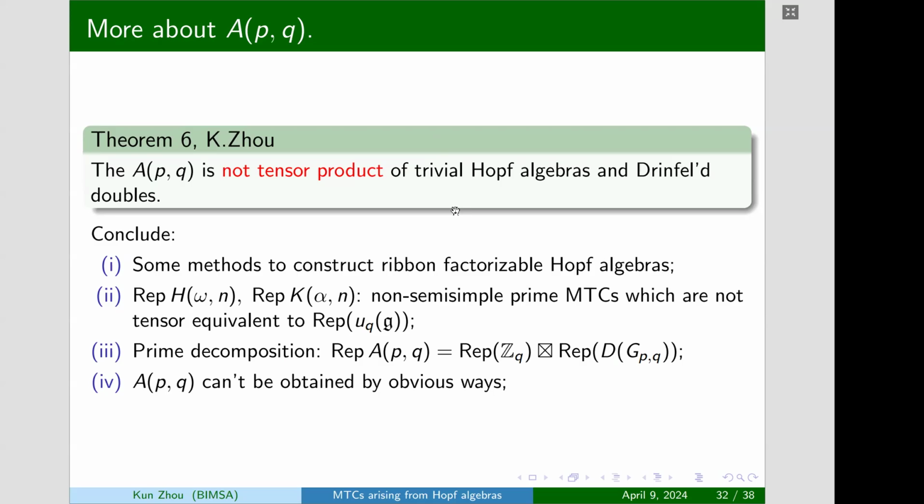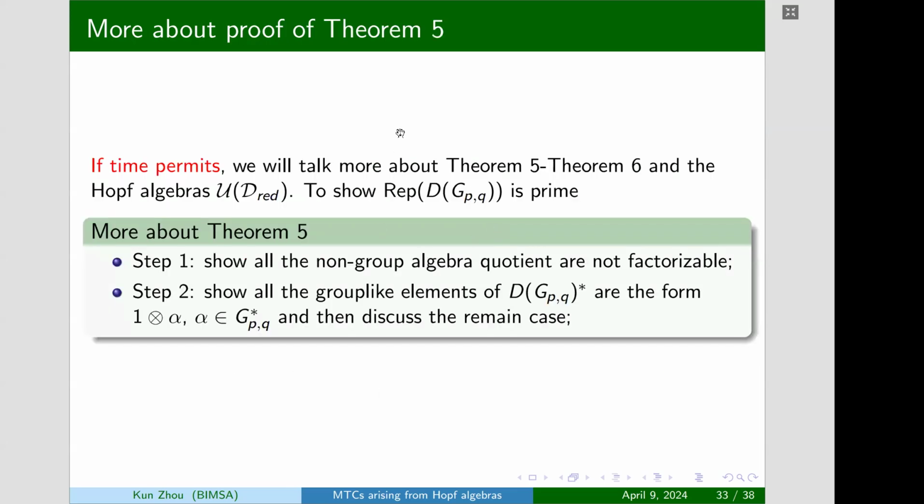Since time permits, we will talk more about theorem 5 and theorem 6. In theorem 5, we have shown the main idea of its proof. To see more detail, we use the above steps to show if Rep DGPQ is a pre-modular tensor category.